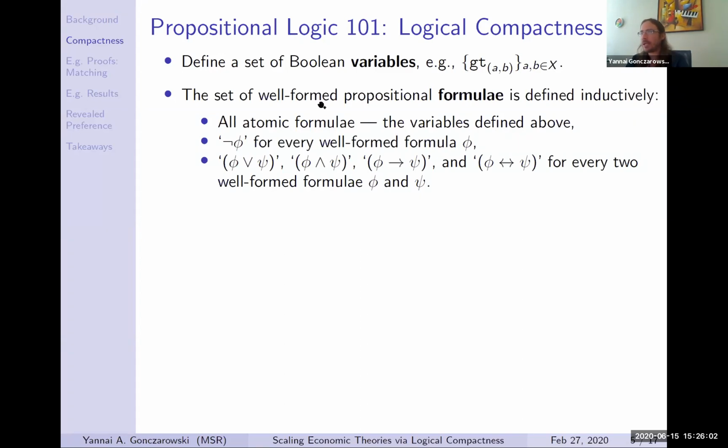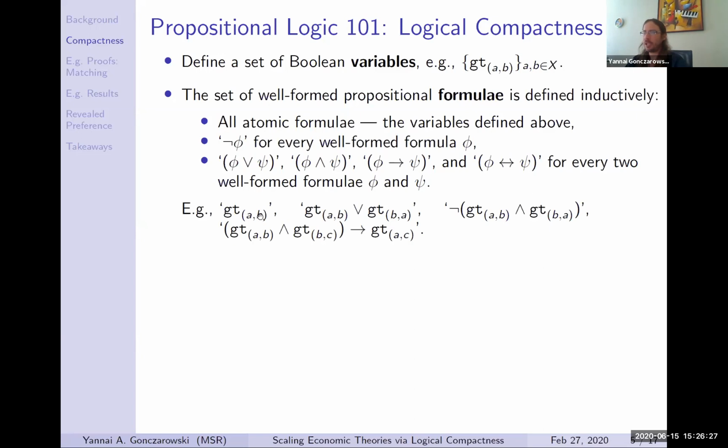So what is our set of well-formed formulae? All atomic formulae. Each variable we defined is a formula. The negation of any formula is also a formula, and also the conjunction, disjunction, implication, and mutual implication of every two formulas is a formula. So for example, if GT(a,b) is a formula for every a and b, then the disjunction of GT(a,b) and GT(b,a) is also a formula. The negation of their conjunction is a formula, and also saying GT(a,b) and GT(b,c) implies GT(a,c) is also a formula. You by now understand what GT means, but we'll get to that in a second.